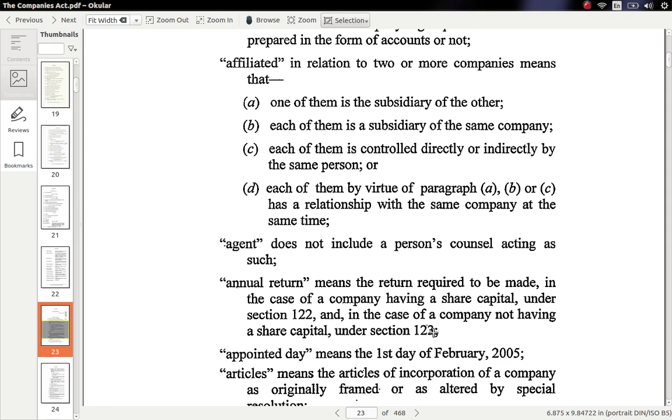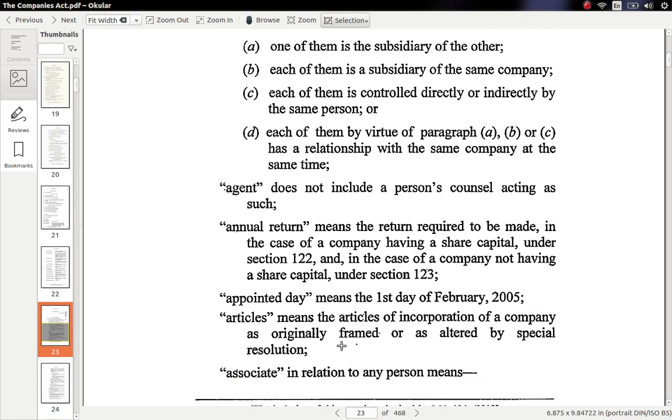Now, at this point, let me say I'm inviting persons who are professional accountants or attorneys at law dealing with company laws to make any input in terms of clarification, correction, additional information, and so on as we go along. Appointed day means the first day of February 2005. Right?